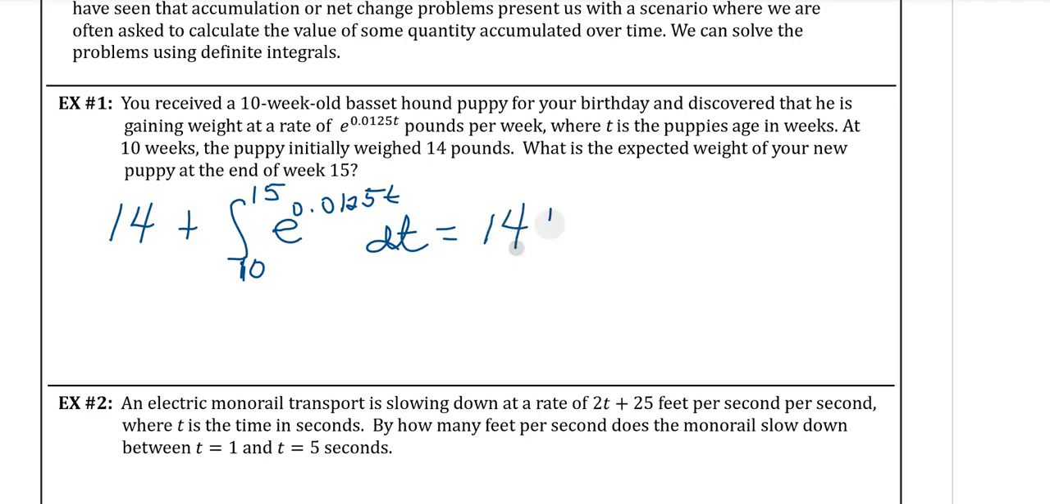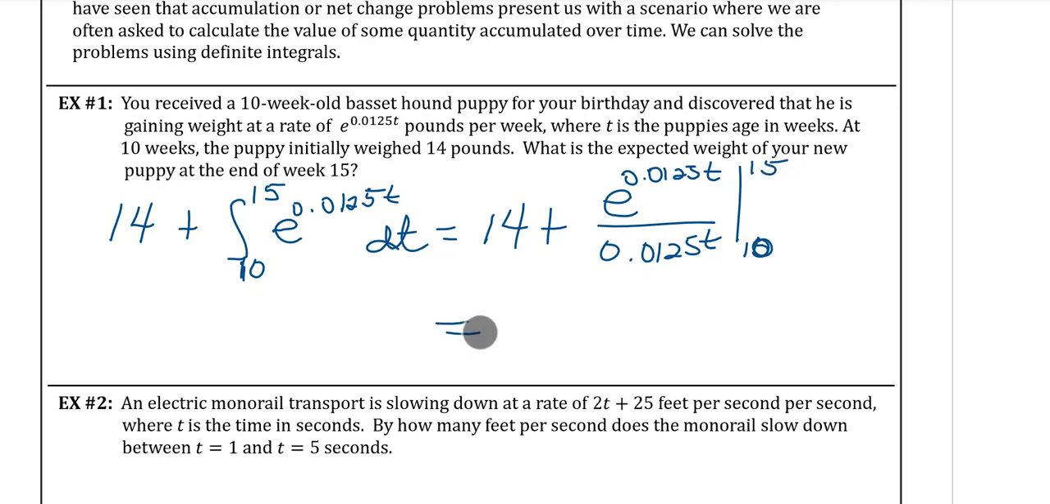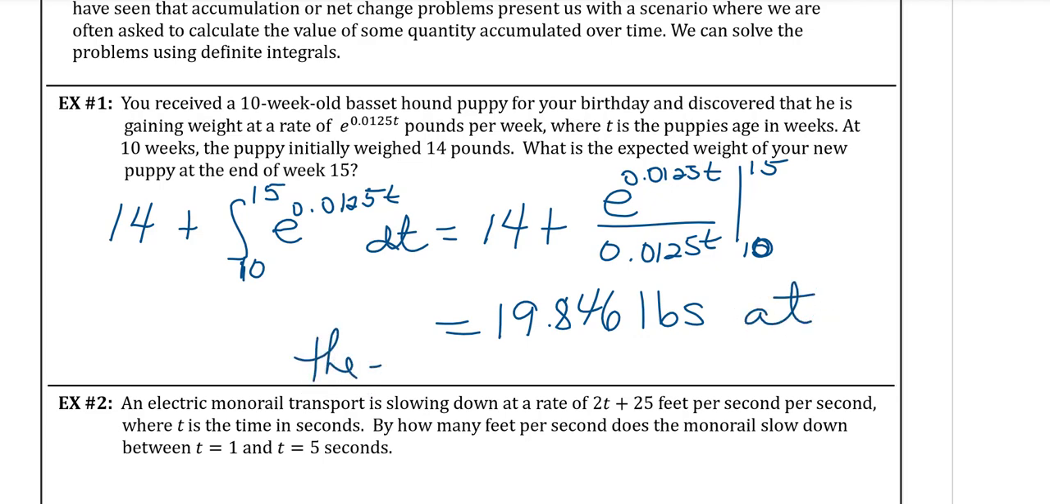So we have 14 plus e to the 0.0125t over 0.0125, evaluated between 10 and 15 weeks. So when we do that, I just put that in my calculator, and I got that the puppy is going to weigh 19.846 pounds at the end of week 15.